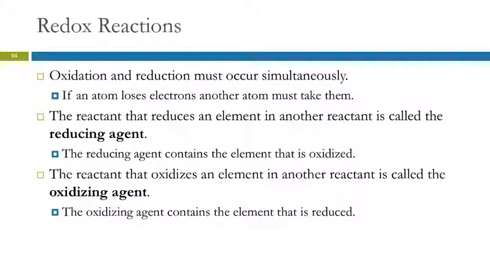The reactant that reduces another reactant is called the reducing agent, which kind of makes sense. But what's confusing is that the reducing agent is the thing that gets oxidized. The oxidizing agent is the thing that gets reduced.